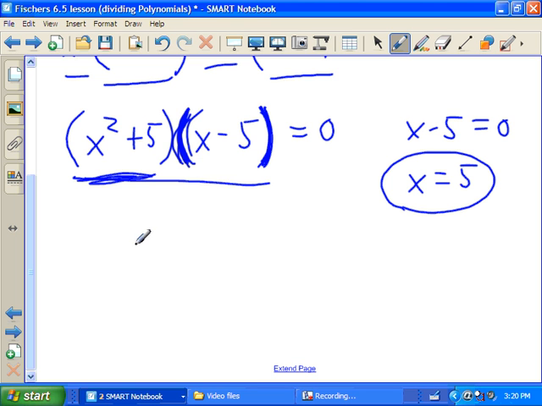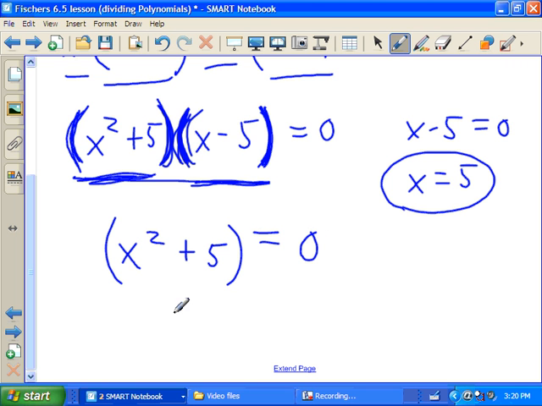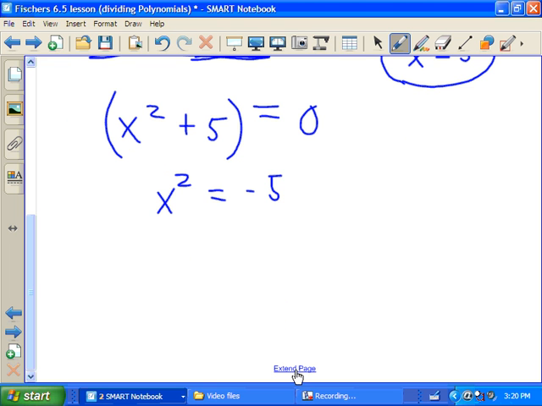Now I've set the other one equal to 0. By the other one, I mean this factor. Now this time I'm going to ignore the x minus 5 one. I'm going to see what happens. Can I make this thing equal to 0? x squared plus 5 equals 0. And let's solve for that. Move the 5 to the other side, and I get x squared equals minus 5. I would take the square root of both sides, and when I do that, don't forget that I have to take the plus or minus of a square root.